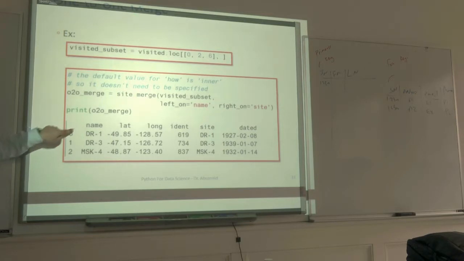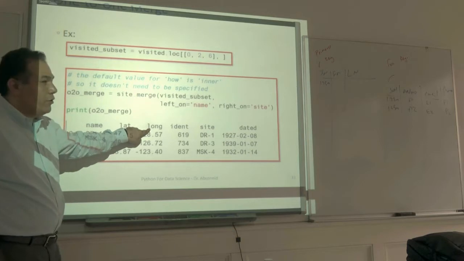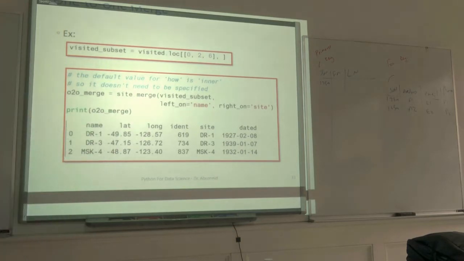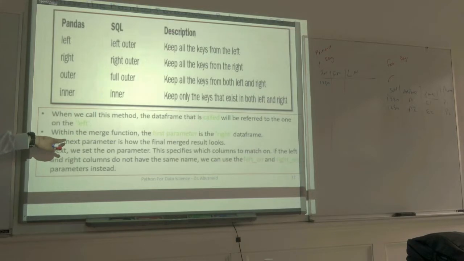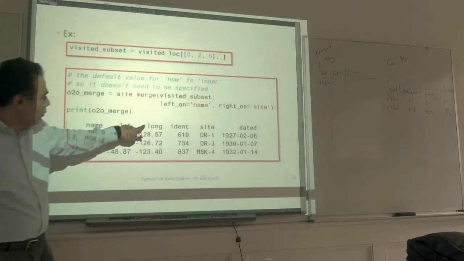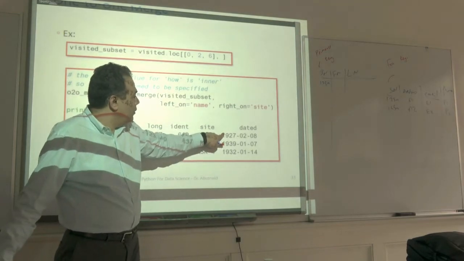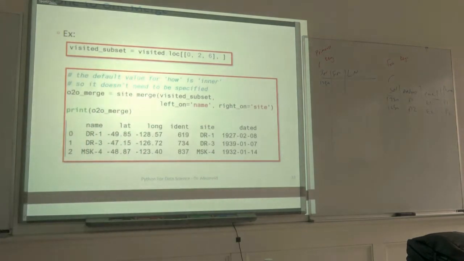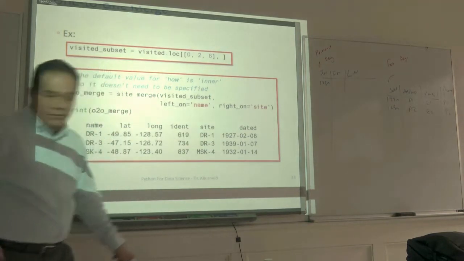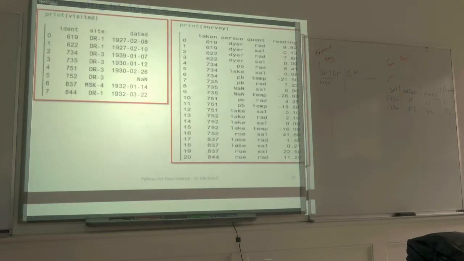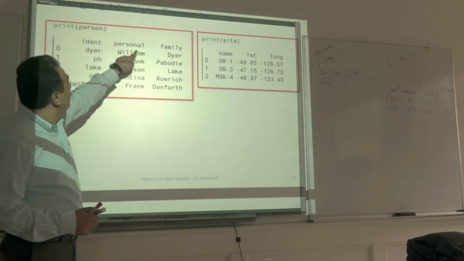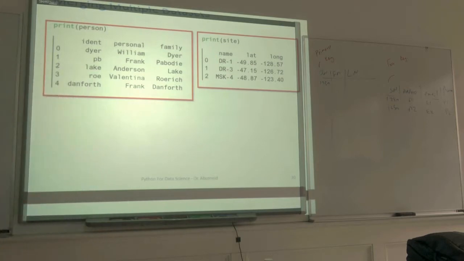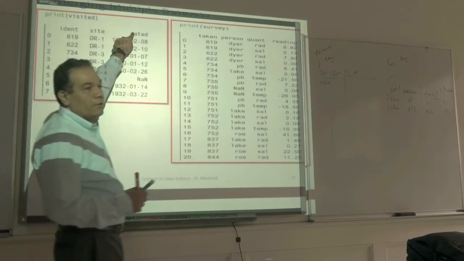So we joined 3 records, 3 rows. It has the name, lat, and long. Where is this coming from? From the site table: name, latitude, and longitude. And this is coming from the visited table: identity, site, and date.